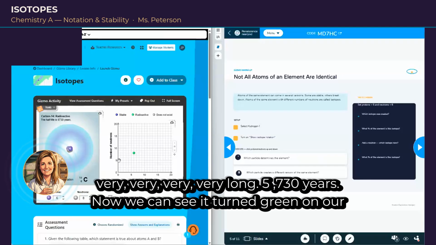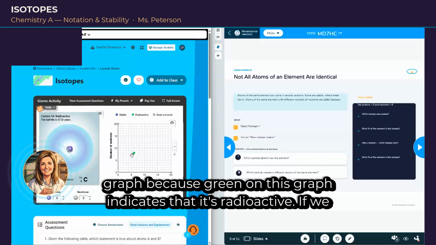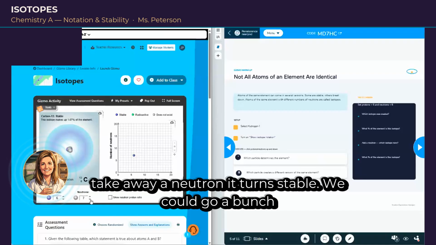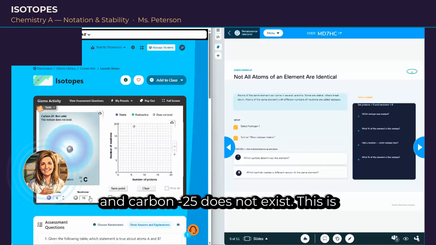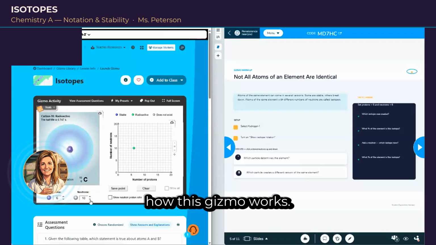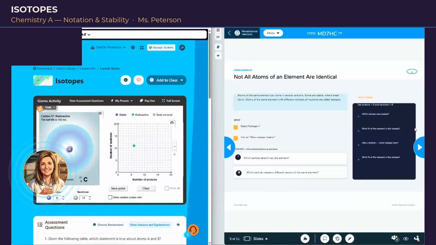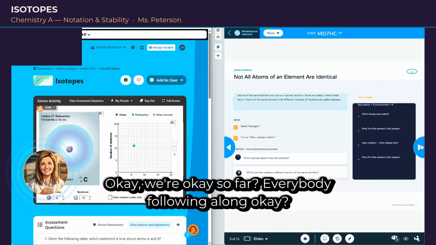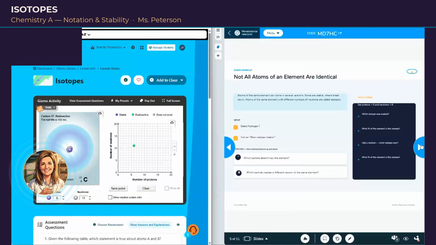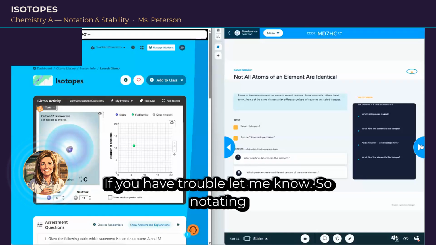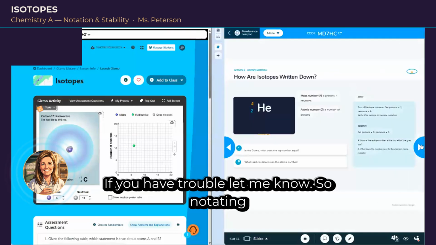And we can see it turned green on our graph, because green on this graph indicates that it's radioactive. If we take away a neutron, it turns back to stable. We could go a bunch, and carbon 25 does not exist. Okay, so this is just kind of how this gizmo works. We okay so far? Everybody following along okay? If you have trouble, let me know.